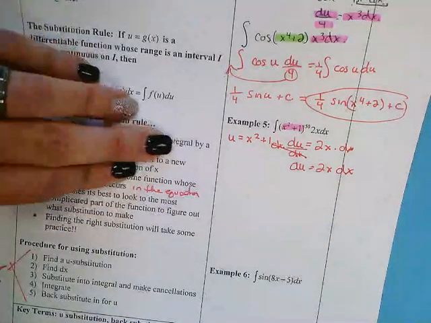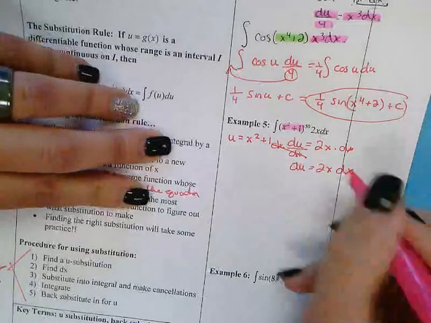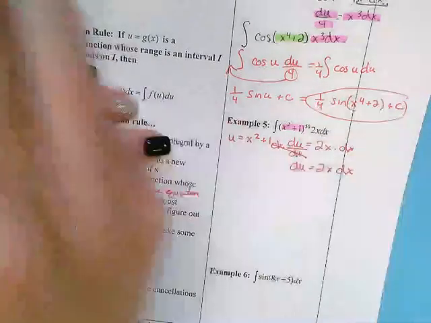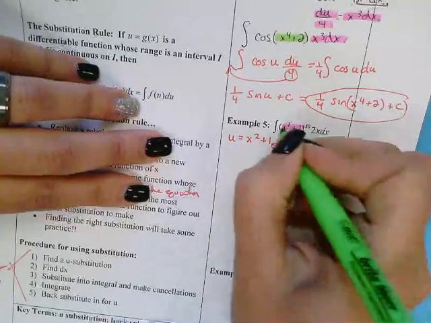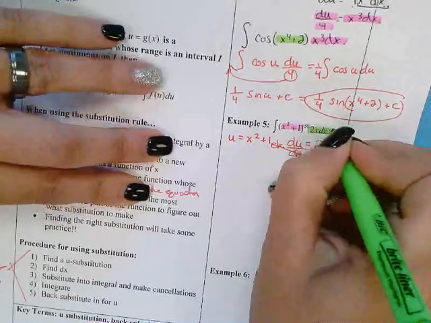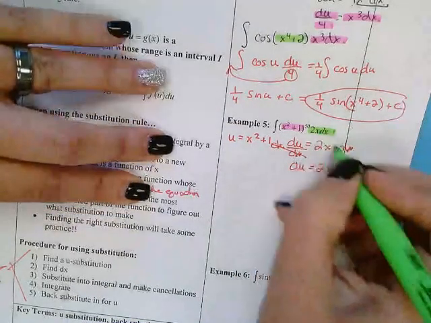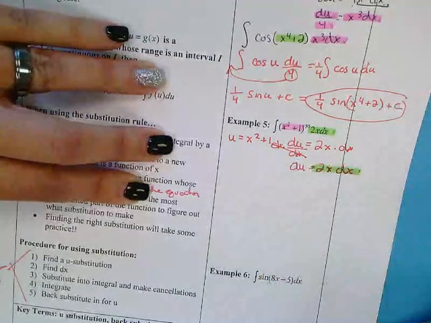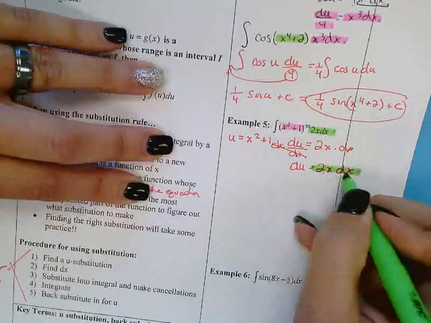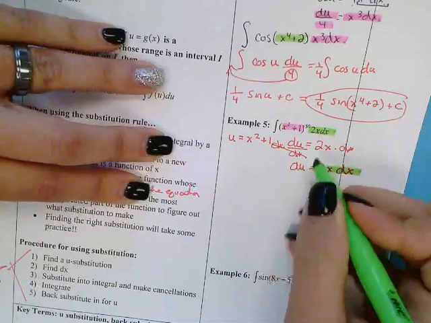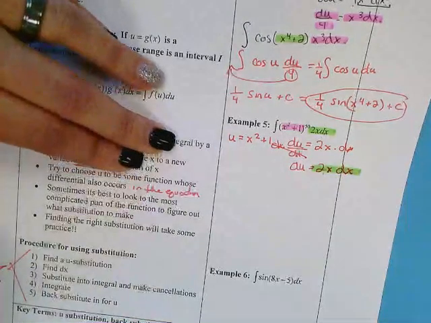So what you notice right here is that we can stop, because I got rid of my ugly function, but I also need to get rid of that. And 2x dx is right there. So if this 2x dx is now just du, then it makes it easy.